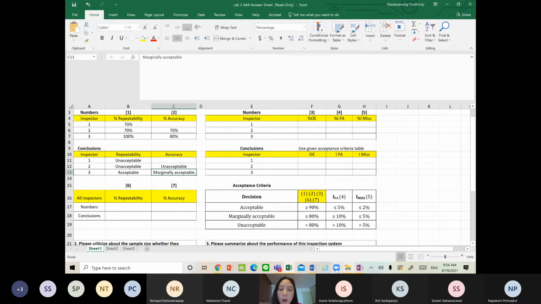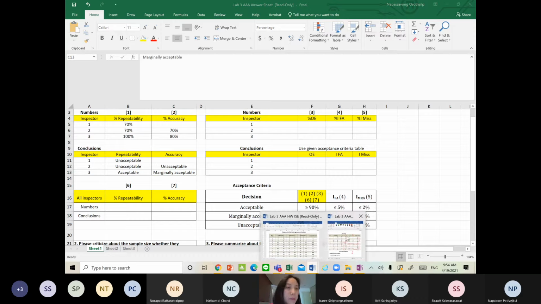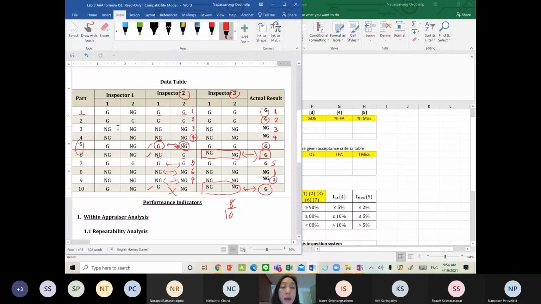The last one, number 1. Practice on this one more time. How about inspector number 1? What is the percent accuracy? I'll give you 1 minute to do this.